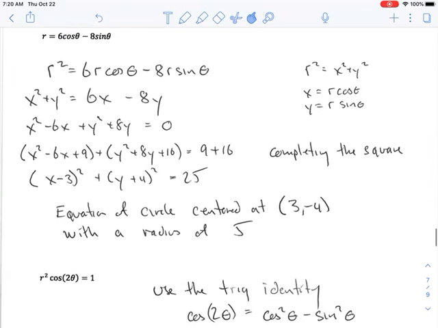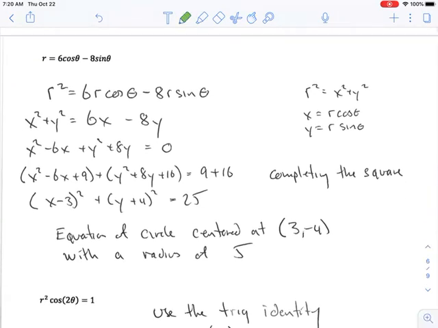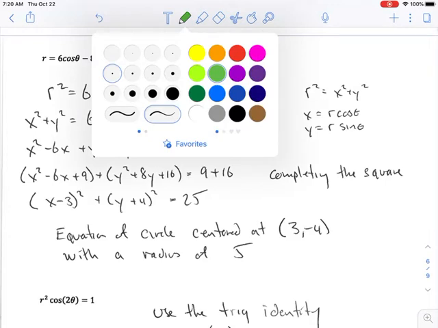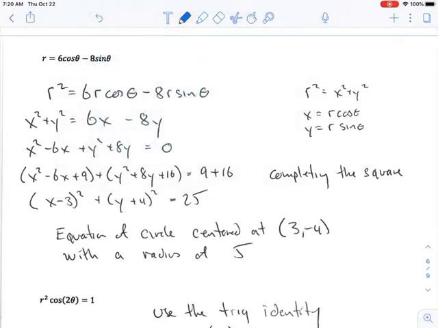All right, the next one's a little more complicated. This is one that you're not going to be able to really intuitively say, ah, yes, this is exactly what this looks like.